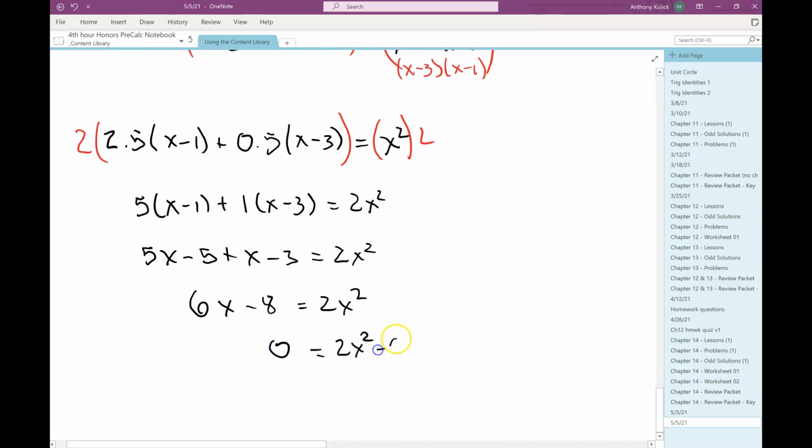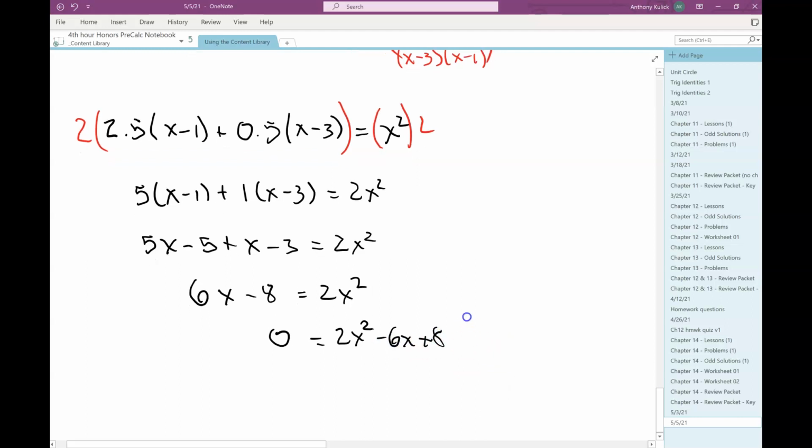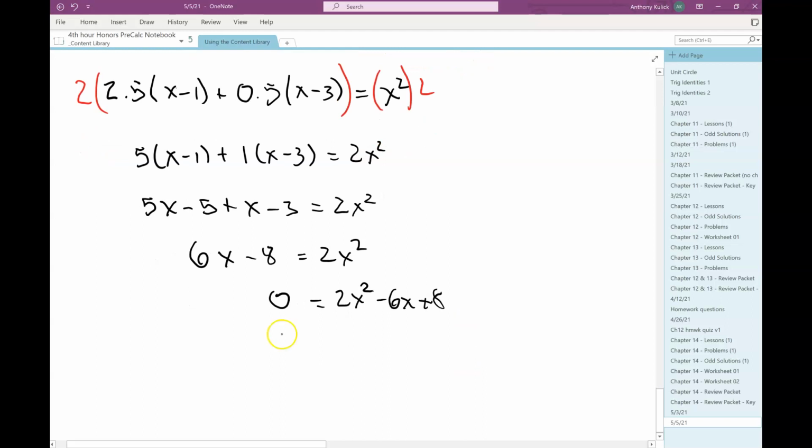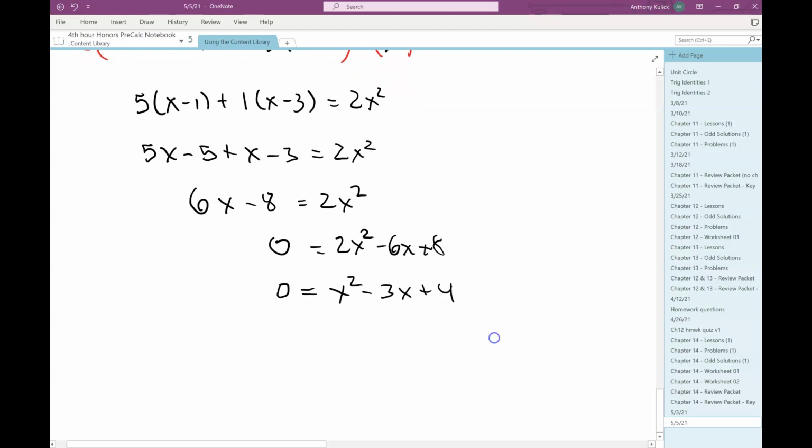But I'm left with this quadratic. And then I notice there's a greatest common factor of 2, so I'll just divide both sides by 2 to get rid of it. And now I'll try to factor. Oh no, it doesn't factor. So what should I do? Quadratic formula.